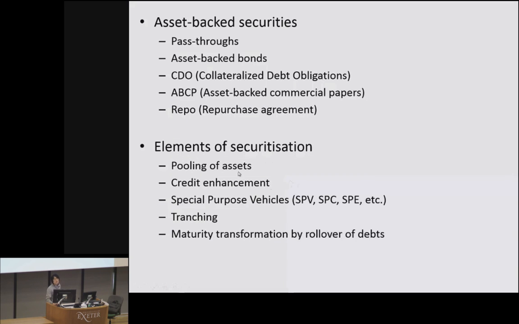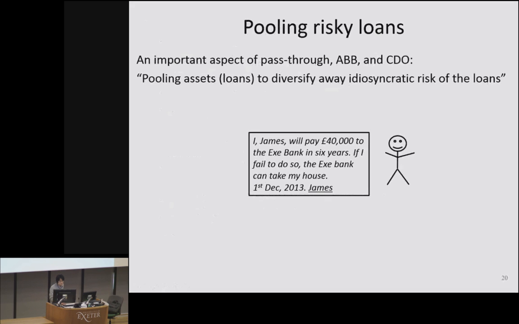The process of securitization includes some ingredients such as pooling assets, credit enhancement, establishing subsidiary companies called SPV or SPE or SPC, whatever they are called, and tranching. We'll look into them one by one. So let's start with a very basic ingredient of securitization, which is pooling of assets.